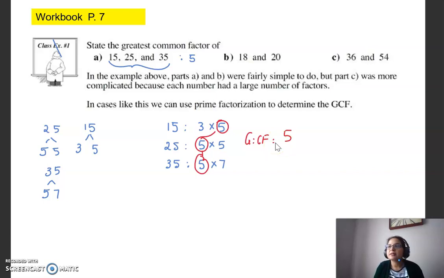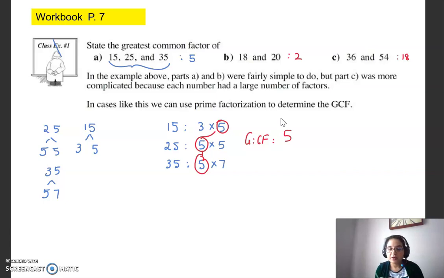Okay. So same thing you can do with examples B and C. You can take a look at them and say, okay, what is the factor between 18 and 20? Well, it can be 2, and 36 and 54, it will be 18. So if you can do this mentally, any of them, that's great. If you need to do them by a table or by a tree, that is also perfectly fine.